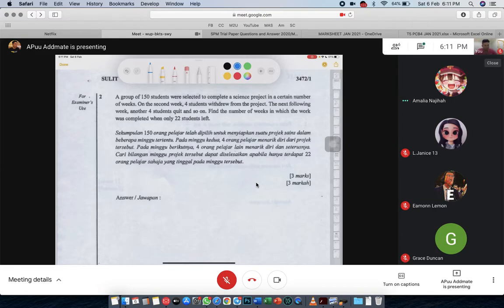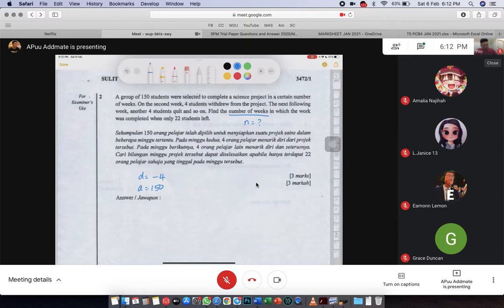AP lah, this is your arithmetic progression. Apa kalau AP kamu, apa maksud D dia? What is your value of D? Very good. Your D must be -4 and then over here your A is equals to 150 kan, betul tak? So now the question is asking you to find the number of weeks. So maksudnya you nak cari N lah. Apa nilai N dia kan?